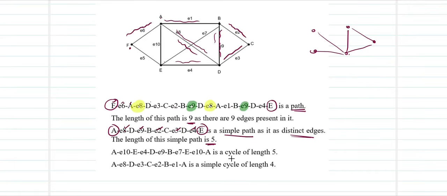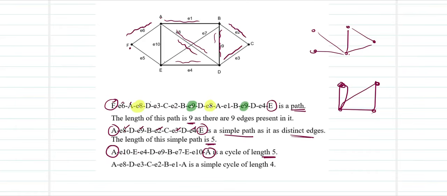Now what do we mean by a cycle? It has to start with a vertex and end in the same vertex. Say it starts with A, it ends with A. A, it moves along E10, it goes to E, next E4, it goes to D, and then you move along E9, you reach your B, you take your E7, you come to E, you take your E10 again back and reach your A. So this is going to be a cycle. This cycle has 1, 2, 3, 4, 5 edges, and so the length is 5.